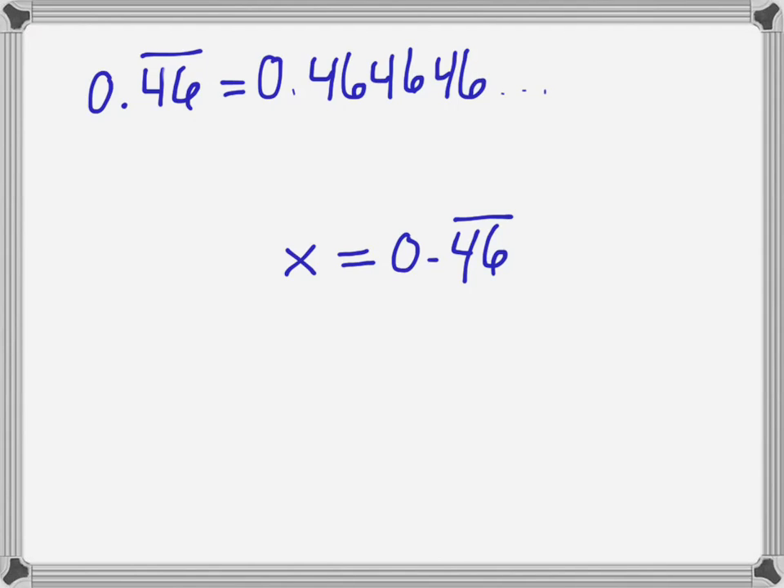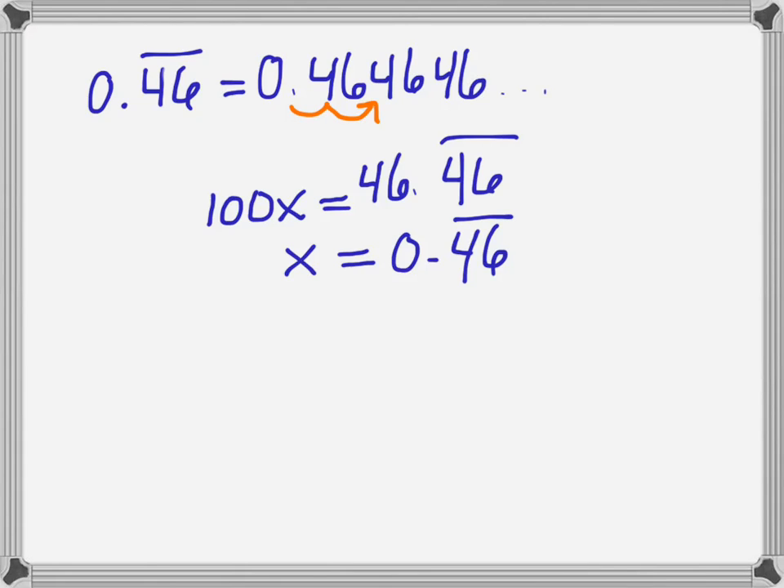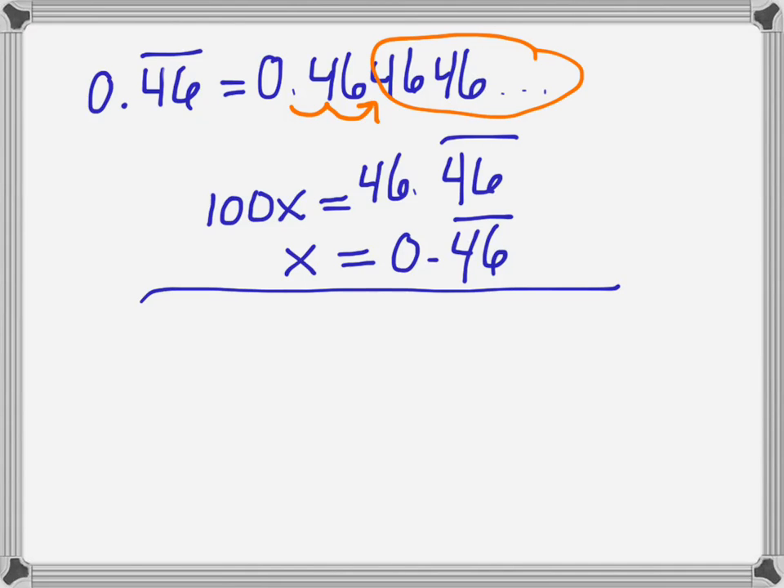So I'm going to multiply by a power of 10 with the same number of zeros as my 2 digits, or in other words, by 100. All right, and on the right, what I'm essentially doing here is moving the decimal point 2 places to the right when I multiply by 100. Right, so that's going to give me 46.464646, still 46 repeating forever. We've got all of these 4's and 6's left. Okay, and then I will subtract.